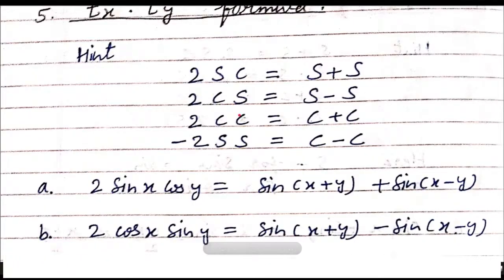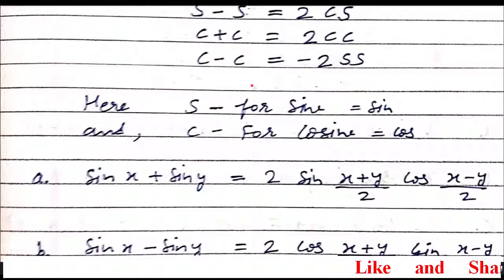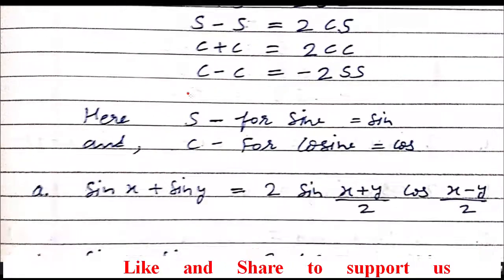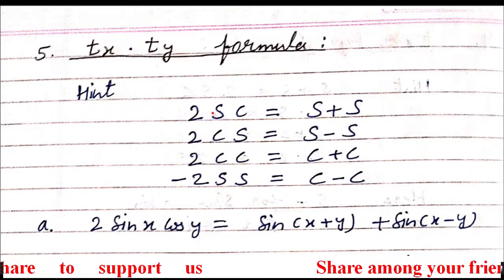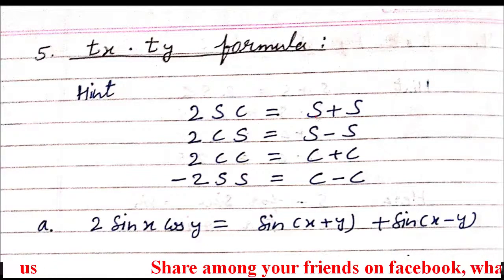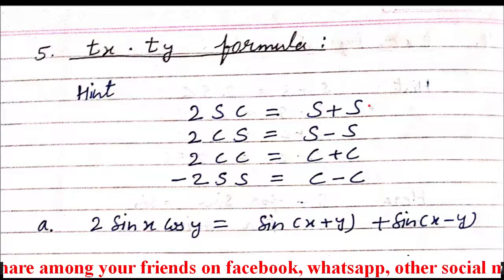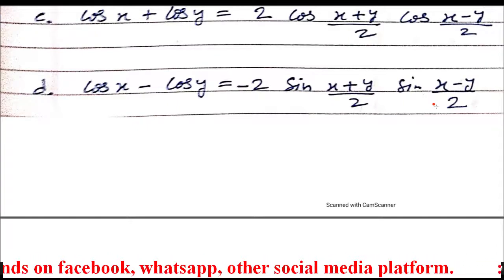So this hint is for the fourth and fifth. Just see in the fourth, whatever the hint line of the fourth is, if you reverse the order of the left hand side and right hand side, you will get the next set of formulas. And when you fill the left hand side, in both the fourth and fifth formula sets, only x and y are filled. In the fifth formula you fill x plus y and x minus y, but in the fourth formula you fill x plus y upon 2 and x minus y upon 2.